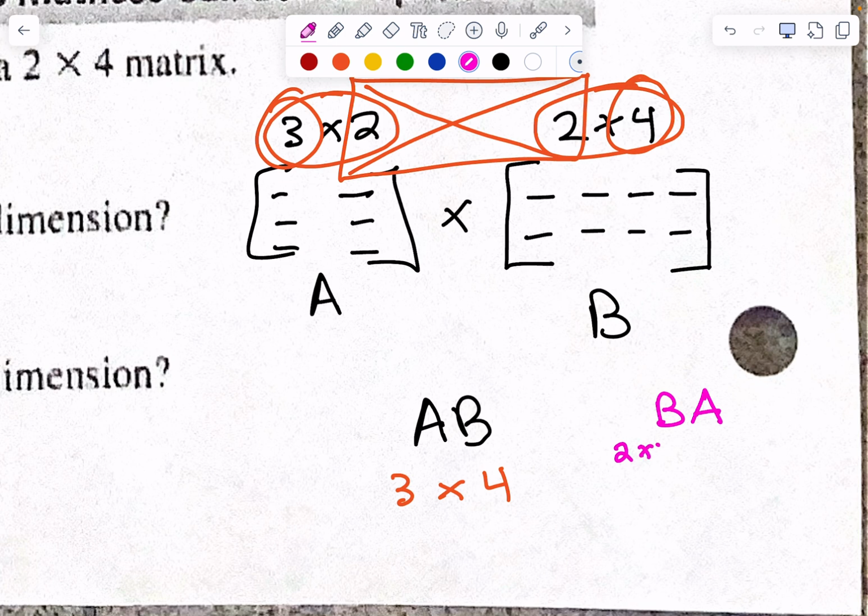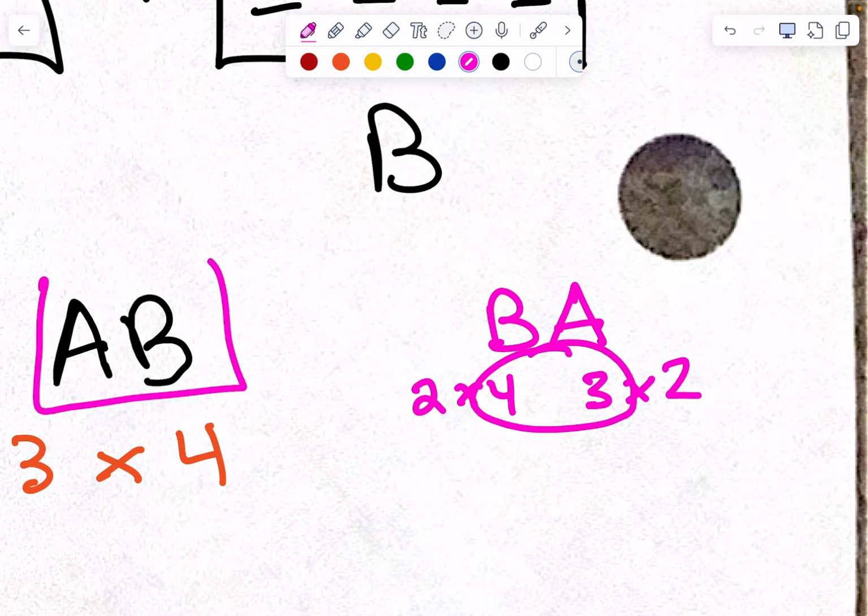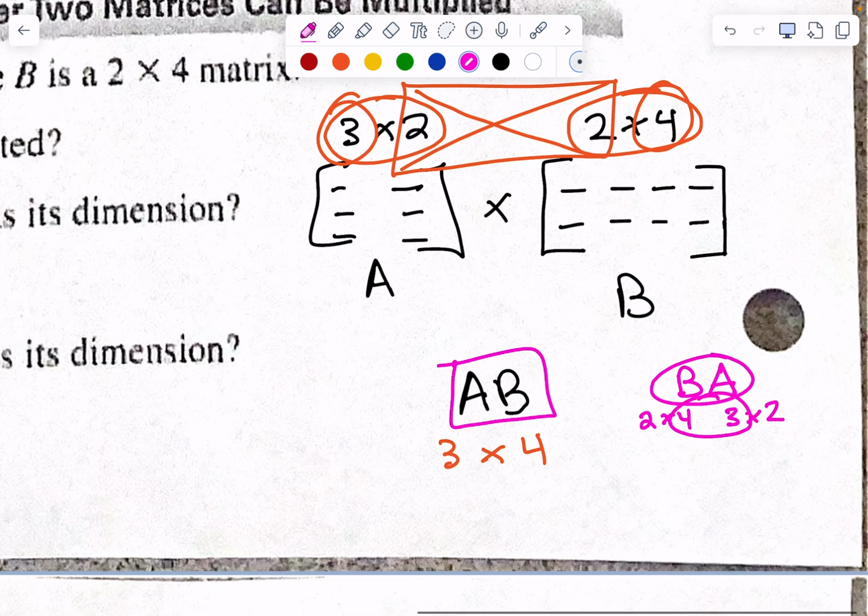B is a 2 by 4, A is a 3 by 2. Can I multiply those guys together? No, because 4 and 3 are not the same number. So I can take A times B, but I cannot flip them around and take B times A. Does that make sense? Okay?